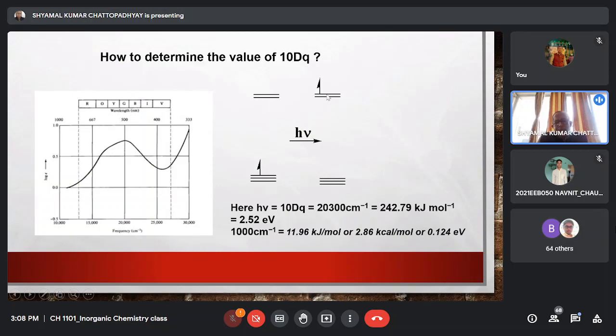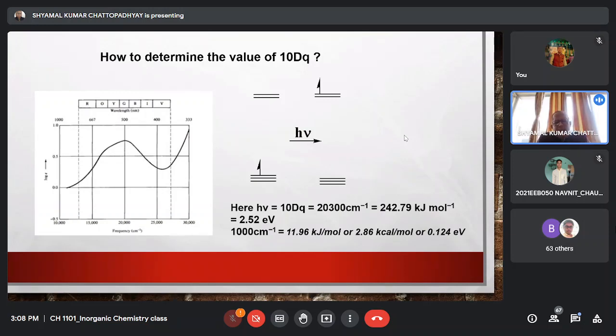So if I can measure the energy frequency that is required to promote an electron from a T2G to E orbital, that will correspond to 10 dq. So in other words, one of the easiest ways to measure 10 dq is to record the electronic spectra of the complexes. Now for a D1 system, it is quite easy. For D2, D3, D4, etc., for multi-electronic systems, things are more difficult, but it can be done.